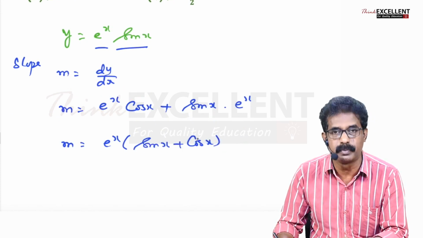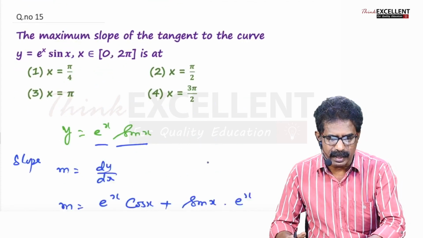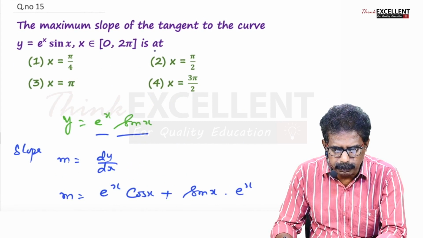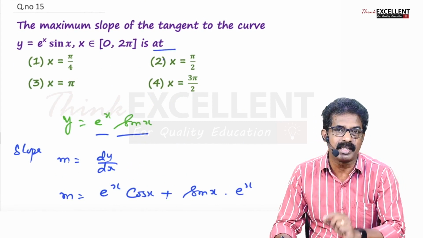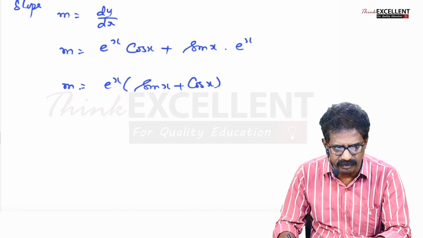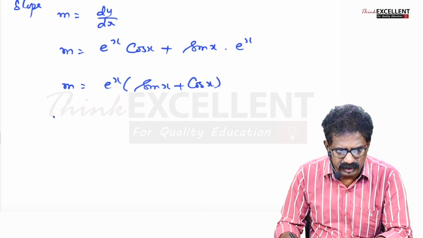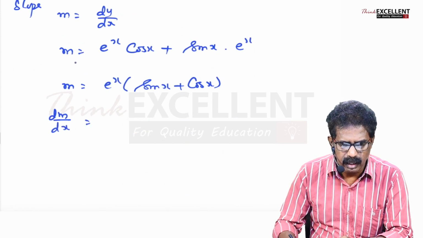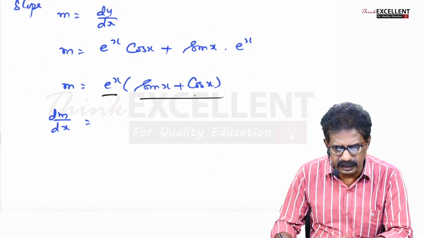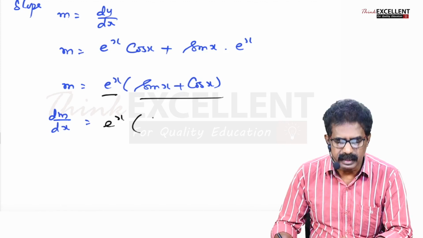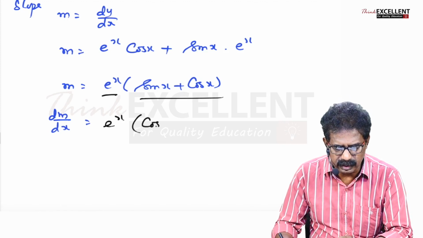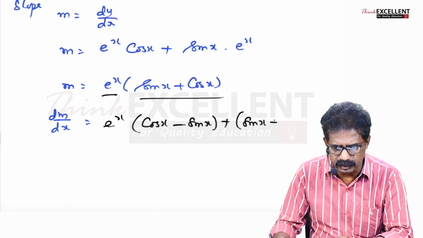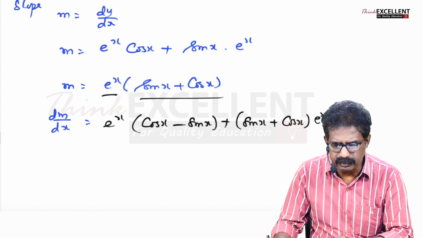So this is the slope. Slope we have to maximize, right? Maximum slope, at which point? That is the x value, that alone is enough. The critical number, the critical point is enough. So differentiate 2 times. First you find dm by dx or m dash x. Apply product rule, first, second. So first into second derivative, sin x, derivative cos x, derivative minus sin x, plus second into, that is sin x plus cos x into e raised to x, derivative e raised to x itself.